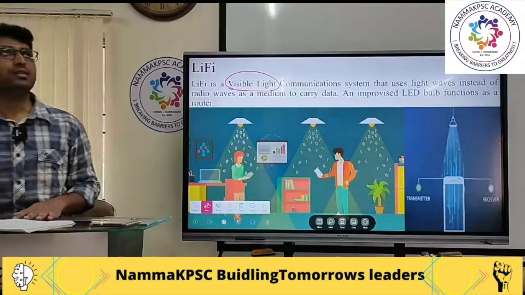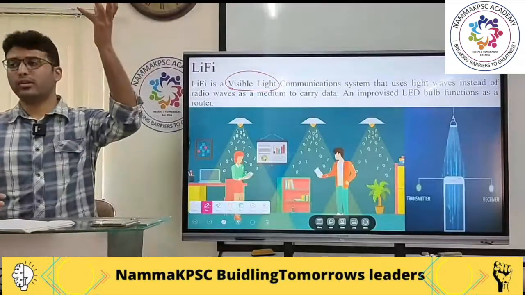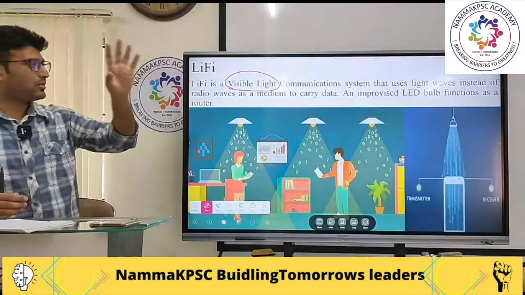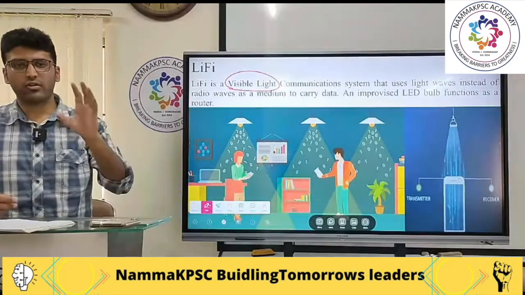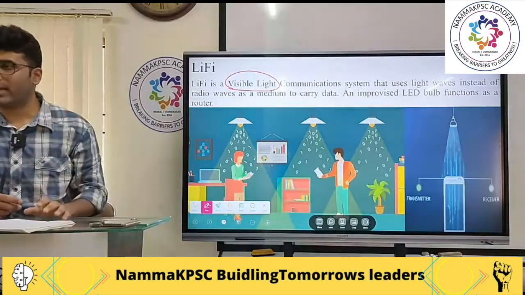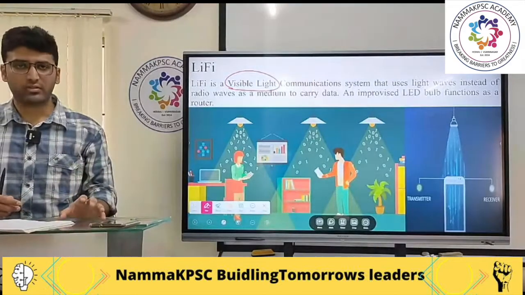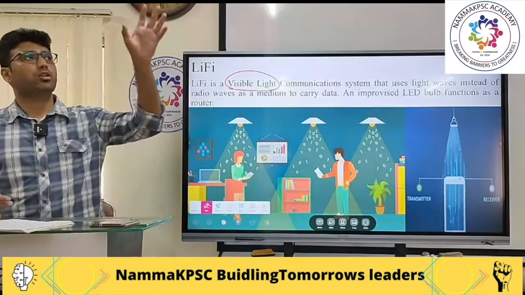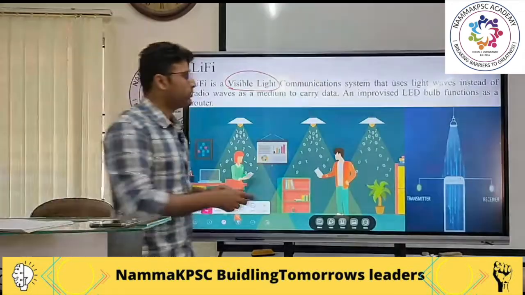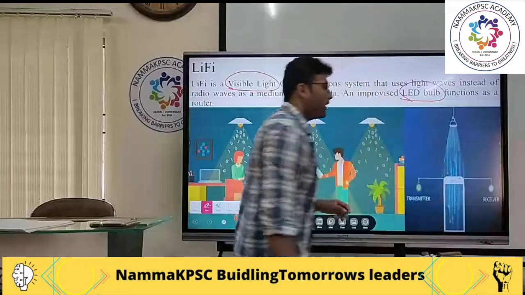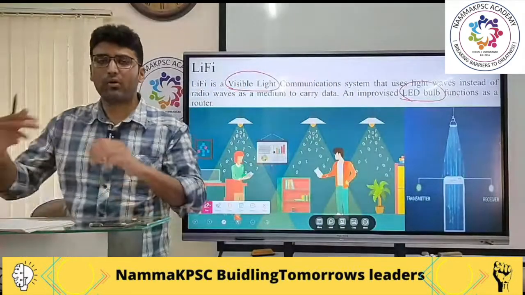So just imagine you have a bulb over here. Now, the one thing you have to remember is that for LiFi to work, that is, if you wish to make use of light instead of radio waves for your internet connection, your tube lights or your incandescent bulb do not work. You have to make use of an LED bulb. Because how does your LED bulb work?